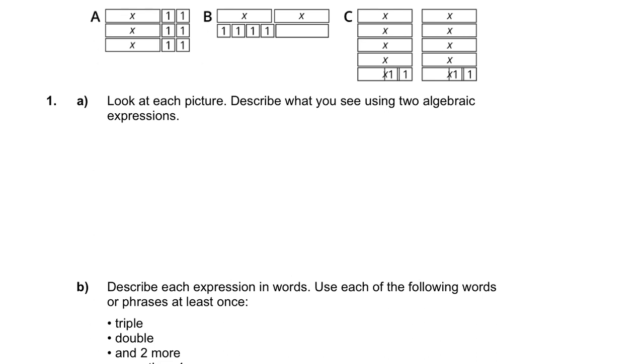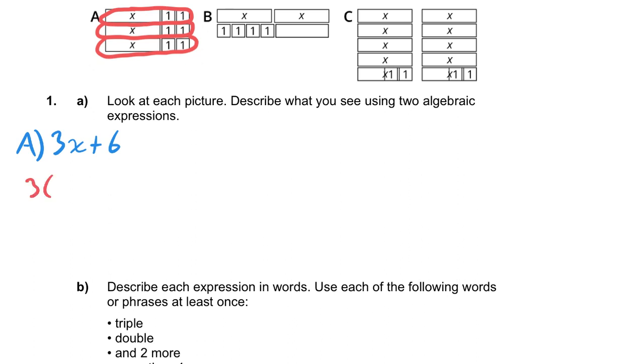So when we look at this, what I see first is 3 x's and then I see 6 1s. So let's write that down. Here's A, and we see 3 x's plus 6 1s. The other way I see it is that there are 3 groups of x plus 2. There's a group, and there's one more group of x plus 2. And I can write that like this.